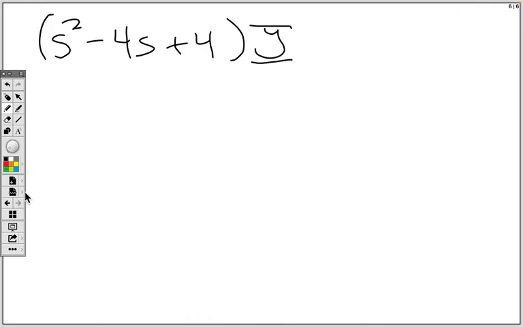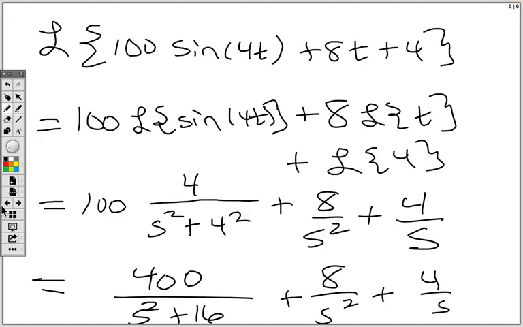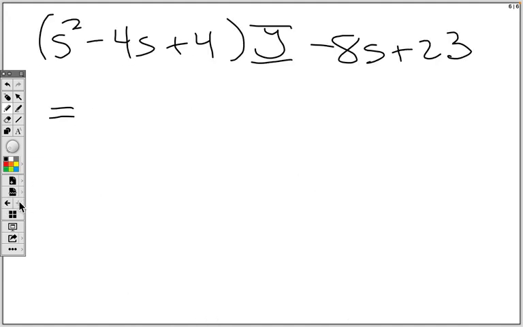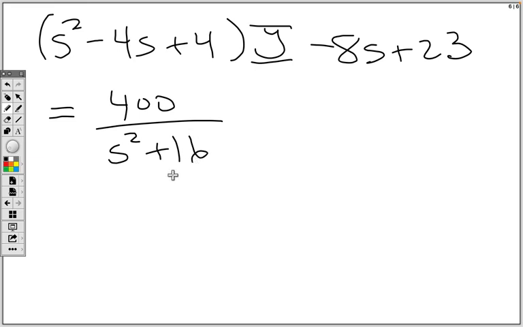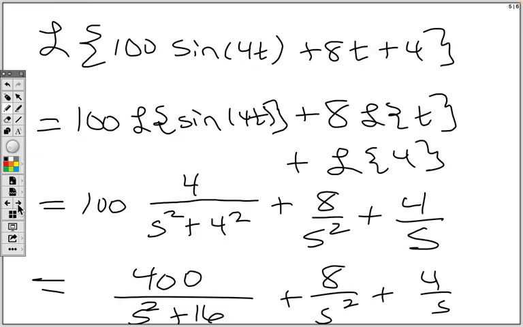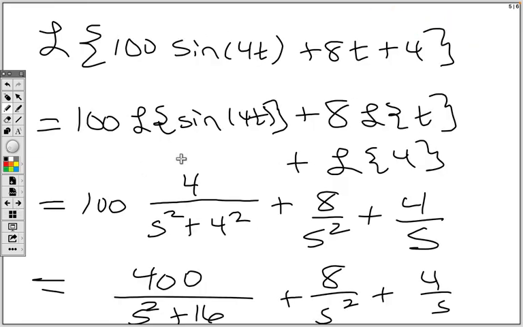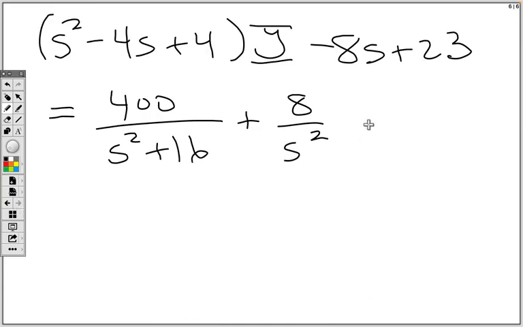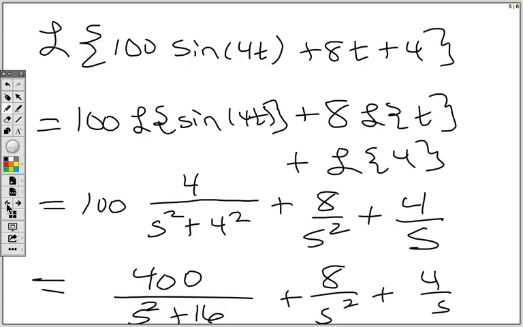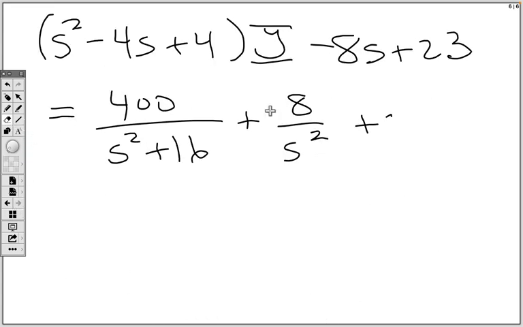Minus 8s plus 23 equal to 400 over s squared plus 16, plus 8 over s squared, plus 23. No, plus 4 over s.